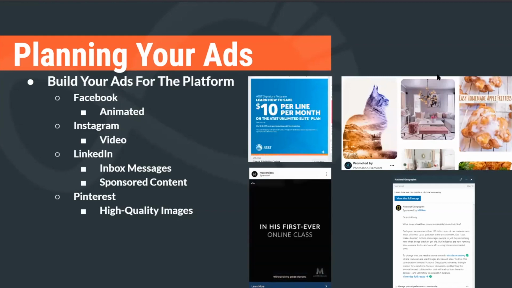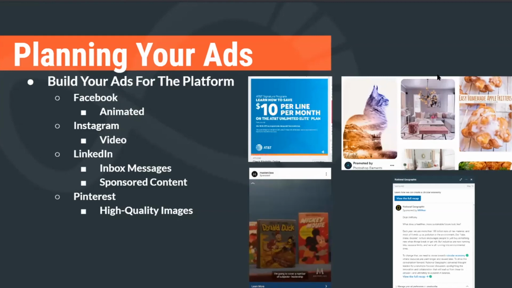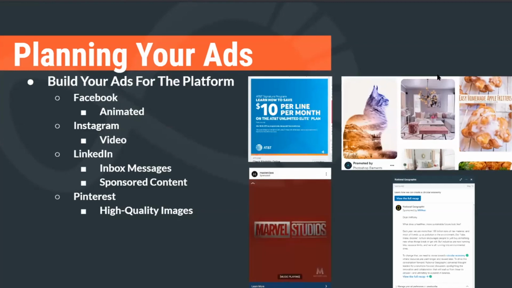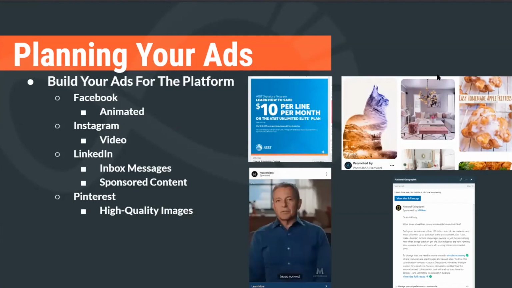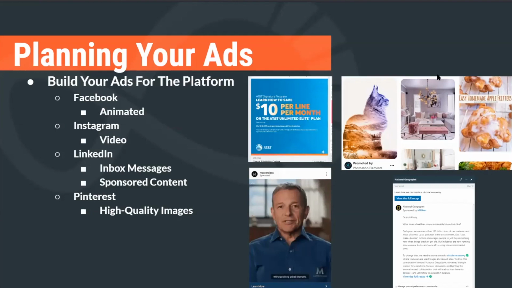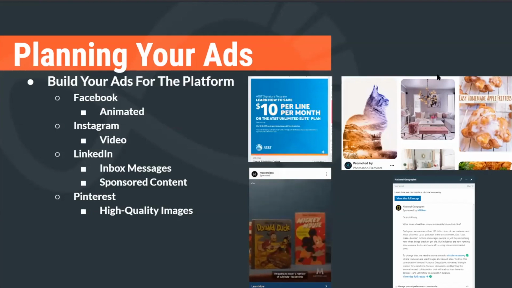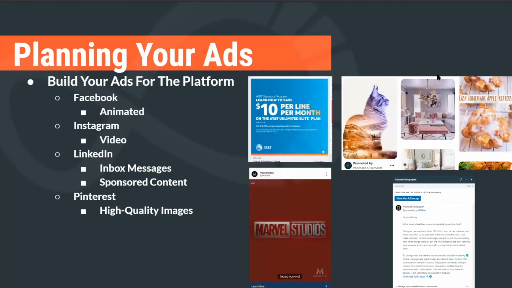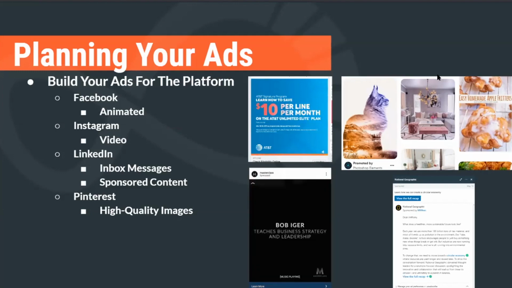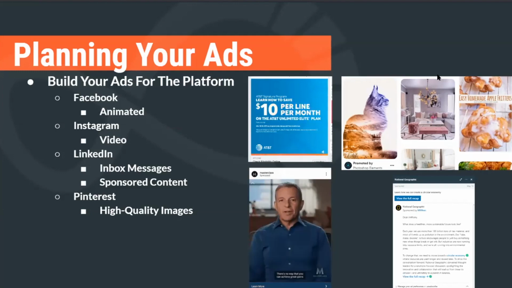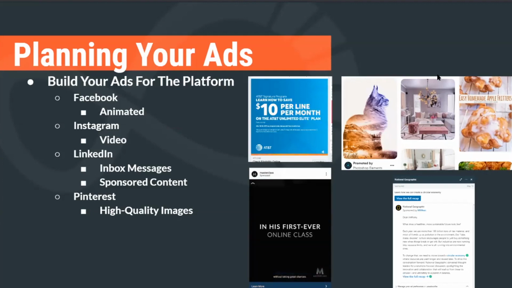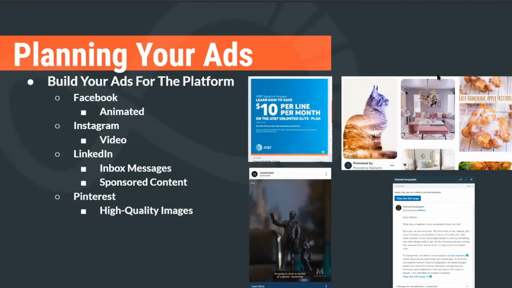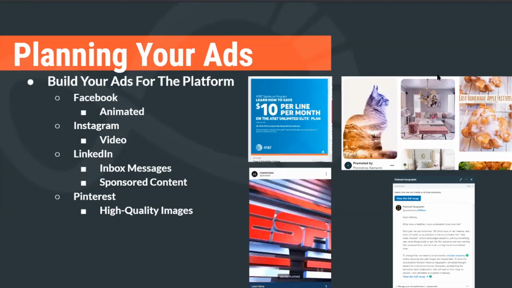Instagram, you're going to want to use video, like I have shown right here, or high resolution images, things that appear natural within the feed, things that someone would be interested in seeing on that platform. You don't want to serve them something that's not relevant to them on that platform. Same with LinkedIn. You want to give them content, so they have sponsored content or in-mail messages. Pinterest, you're going to want to use high quality images that appear natural in the feed, so that people are going to be interested in what your ad is about.